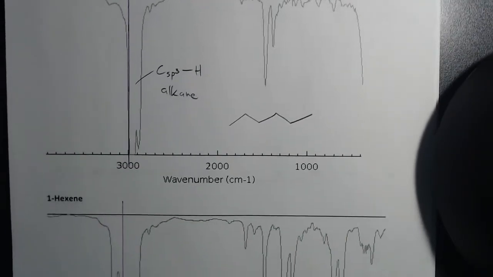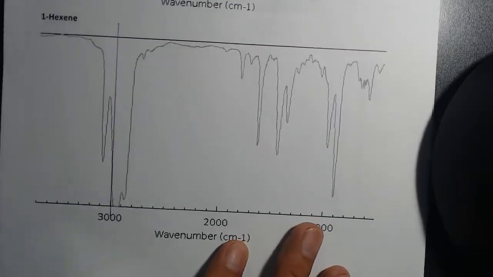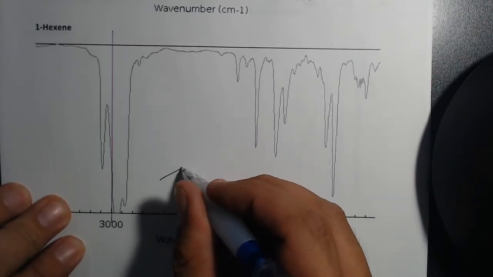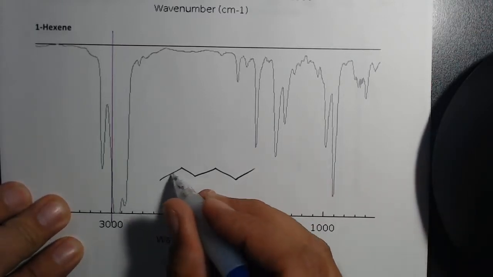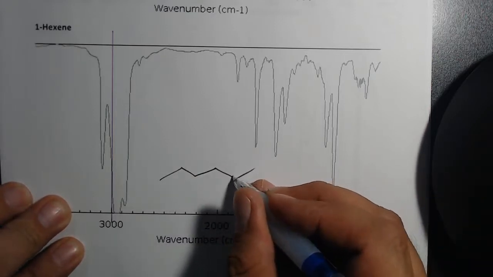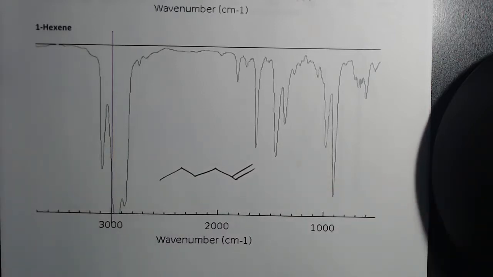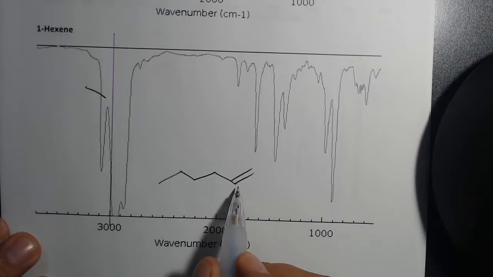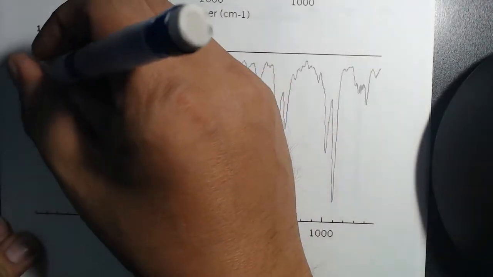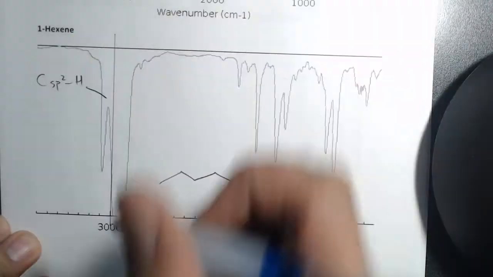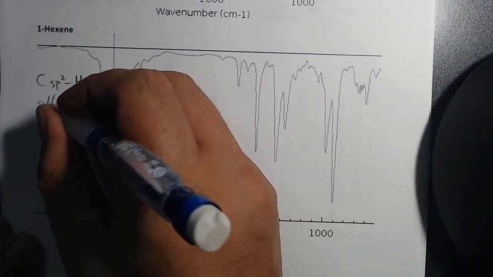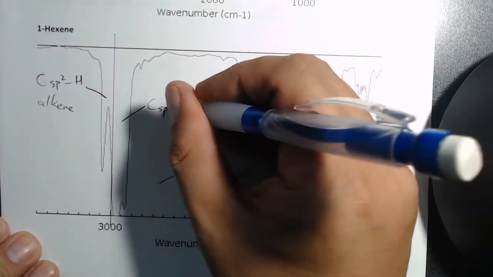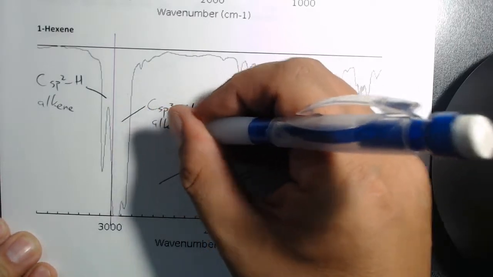All right, so what's the difference here on the next one? Notice how we're starting to get a peak on the other side of that line. If we draw the compound out, 1, 2, 3, 4, 5, 6, that means carbon 1 has an alkene attached. If it's just to the left of that line, that is your sp2 CH, the H's that are part of the alkene. So C-sp2-H on this side, once again, those are your alkene CHs. And on this side are your sp3 CHs, and those are your alkane ones.